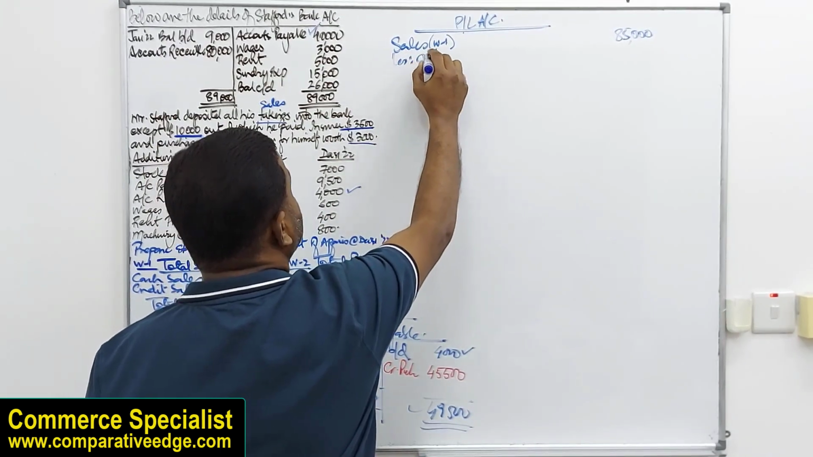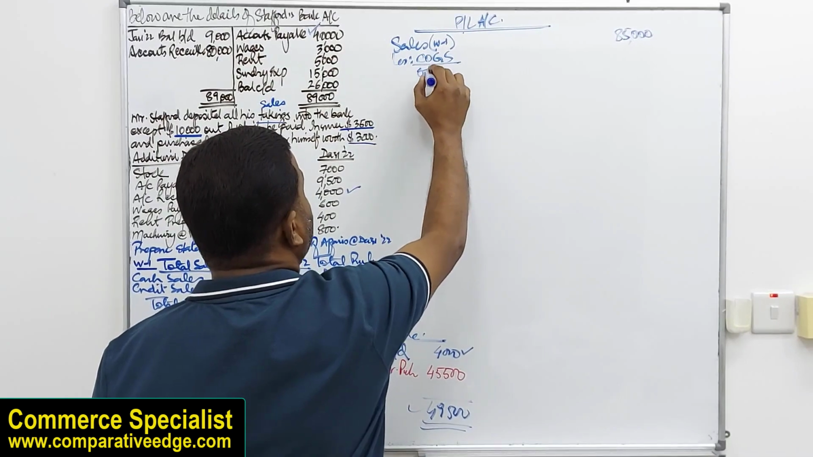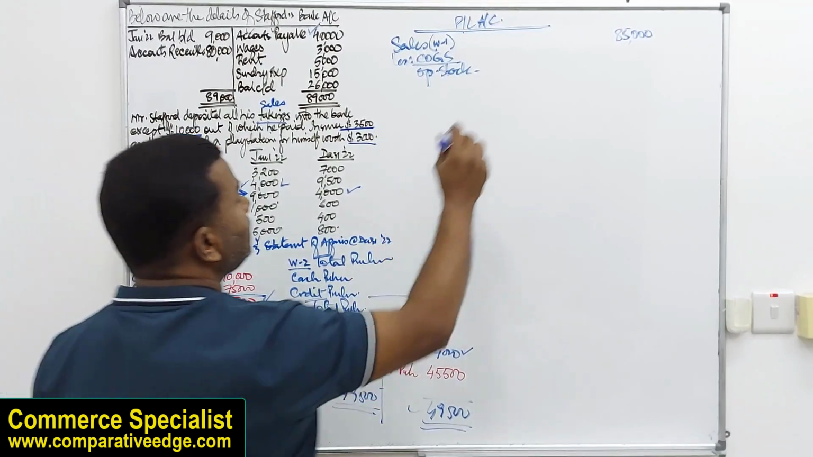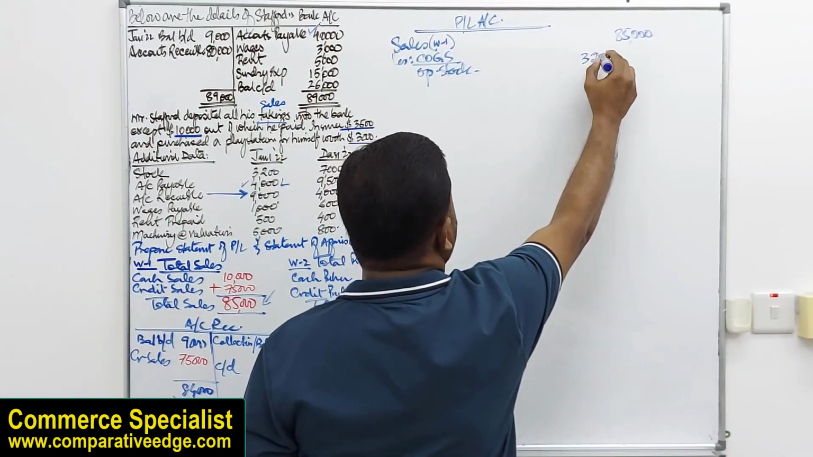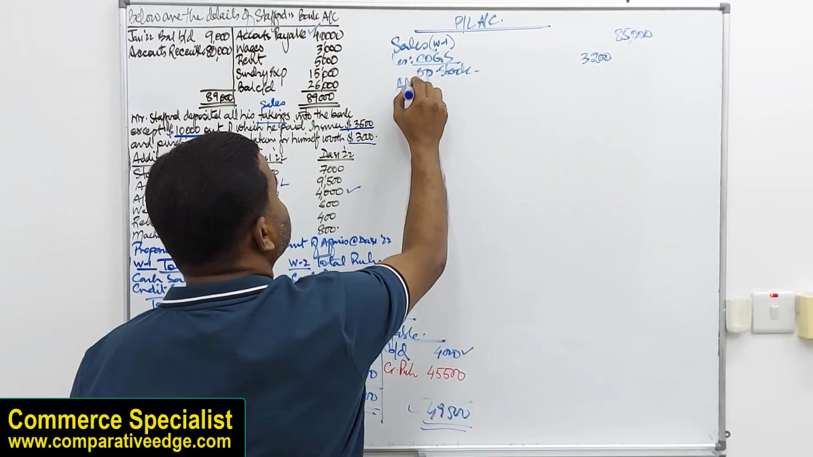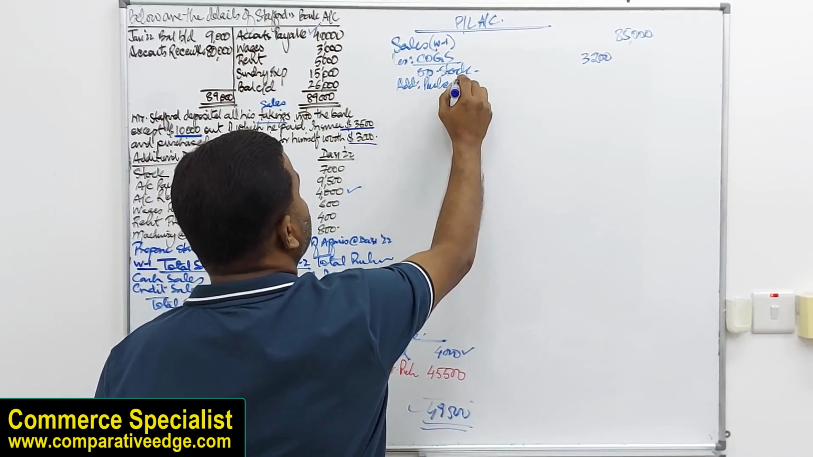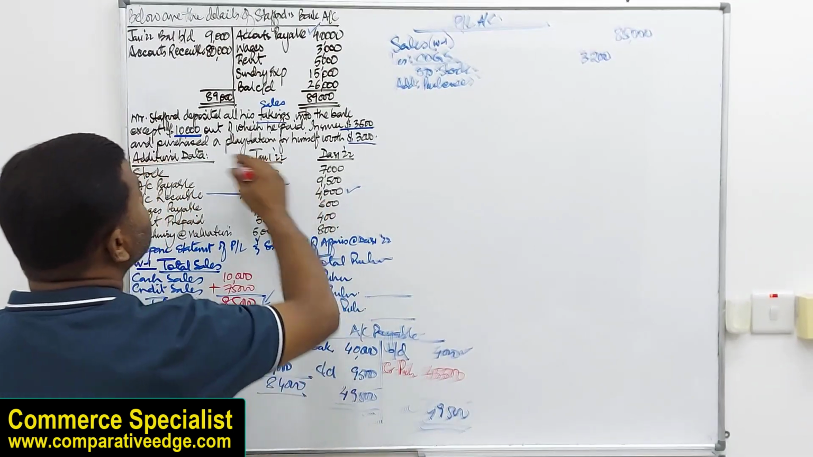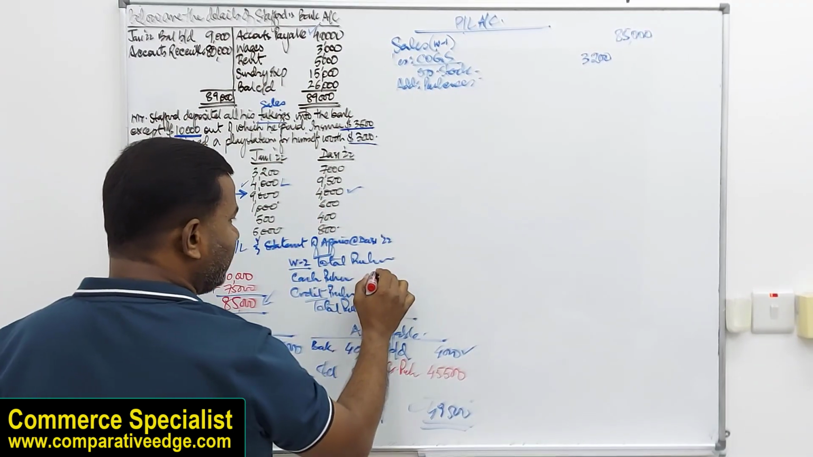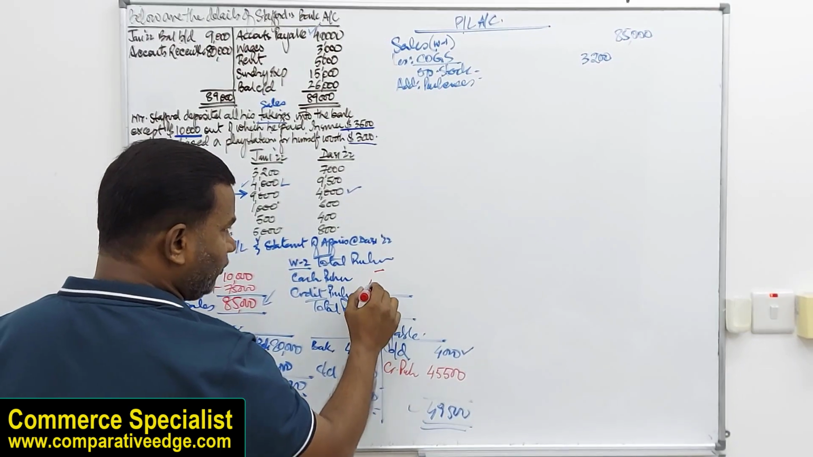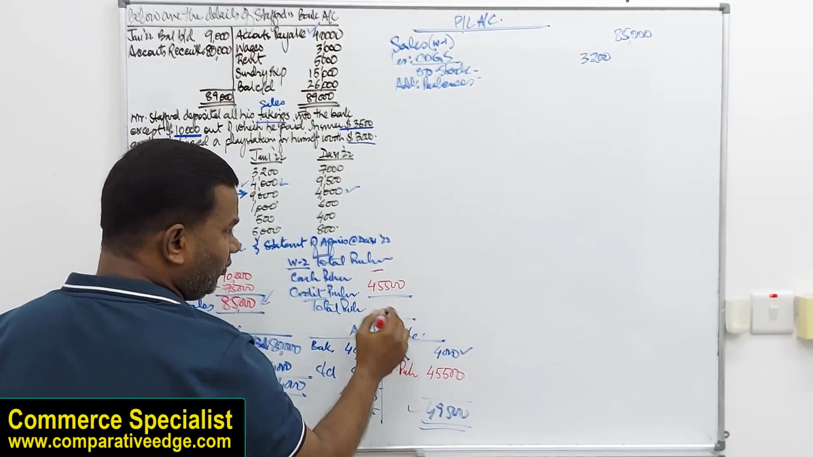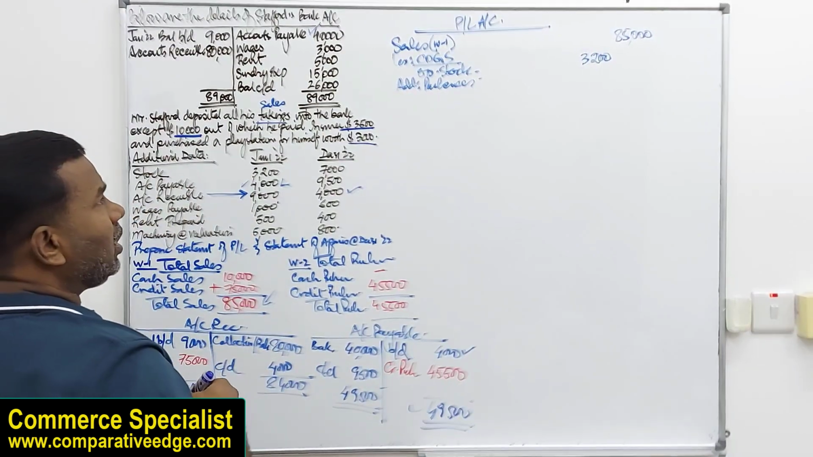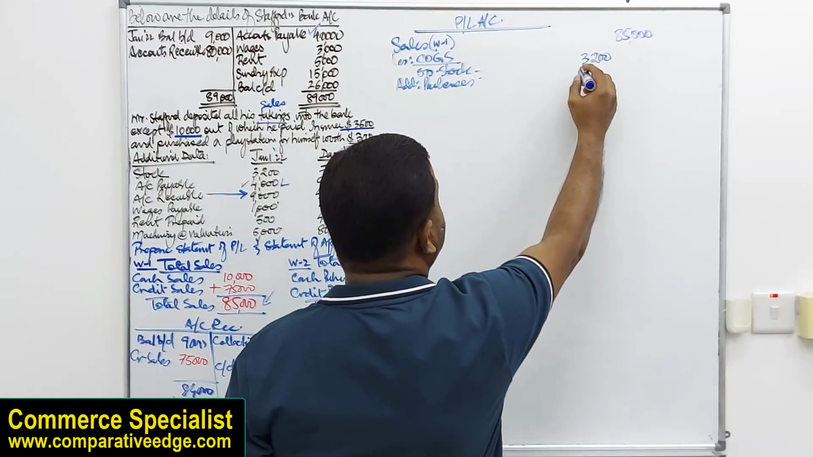Obviously, less cost of goods sold. You have opening stock. Opening stock is 3,200. Add total purchases or just purchases. Now here, if you look at it, cash purchases is not given anywhere here. I'm taking it at 0. Credit purchases, I got 45,500. So my total purchases is 45,500. So opening stock, add purchases 45,500.